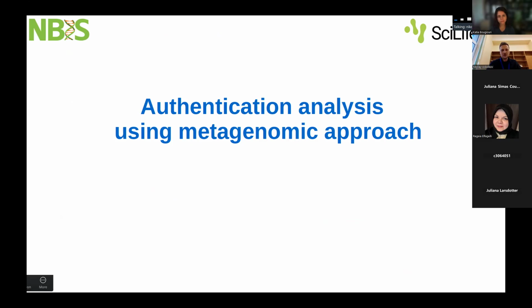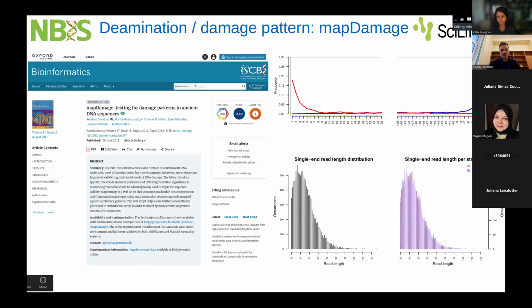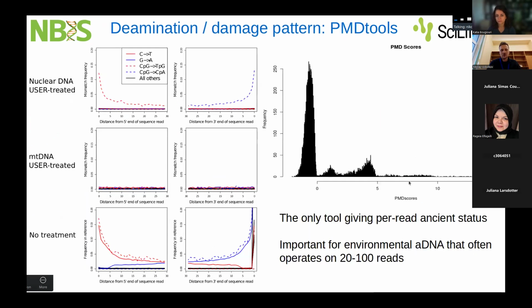But these steps, like authentication, I think are not new for you. I think everyone knows mapDamage and what we are checking, this enrichment of transition mutations at the ends of the reads, and this fragmentation. Those are basically two pieces of evidence that you're dealing with ancient DNA.